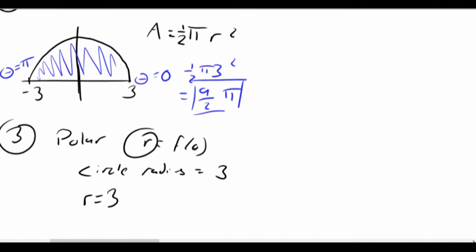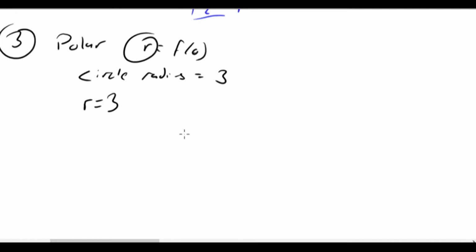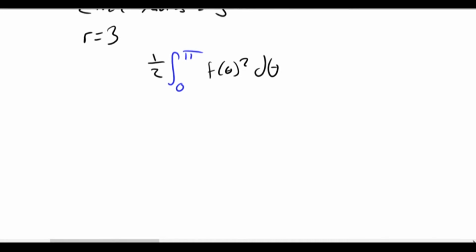Okay, so now we want to evaluate some integral from 0 to pi. Now the form of a polar integral is 1/2 times the integral from alpha to beta of f of theta squared d theta. And as we've shown above, r is equal to 3, so f of theta is equal to 3, squared d theta, integral from 0 to pi, and 1/2 times all of that.